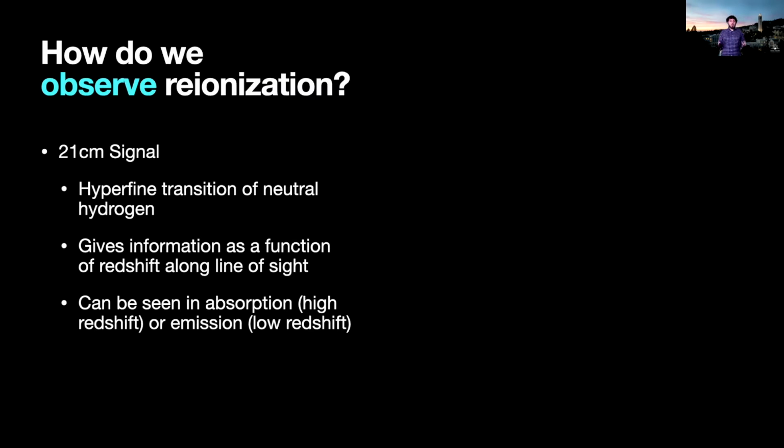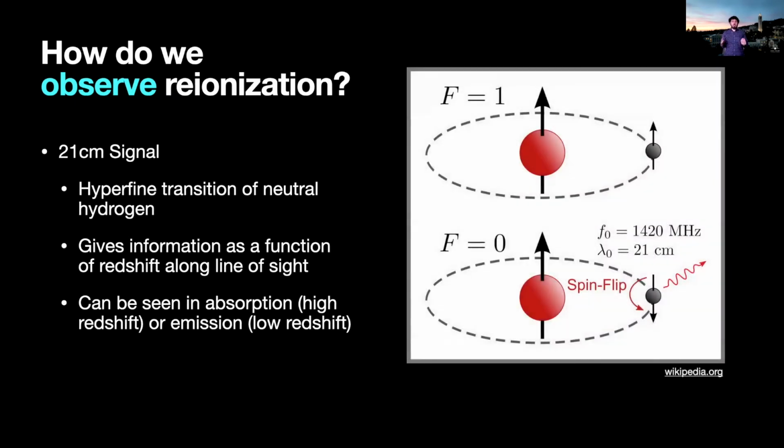So one question naturally is, okay, if we don't know too much about this, how do we observe reionization? One very promising signal is what's known as the 21 centimeter signal. At an atomic level, where this comes from is the hyperfine transition of neutral hydrogen. The proton and the electron are in a spin triplet configuration. If they transition down to the spin singlet, then they emit a photon with a frequency of 1420 megahertz, or a wavelength of 21 centimeters. So that's where the name comes from.